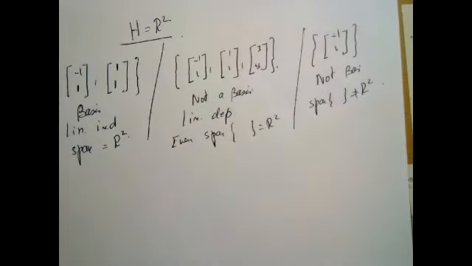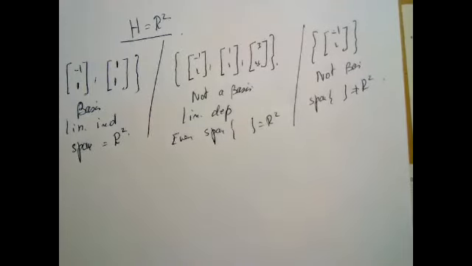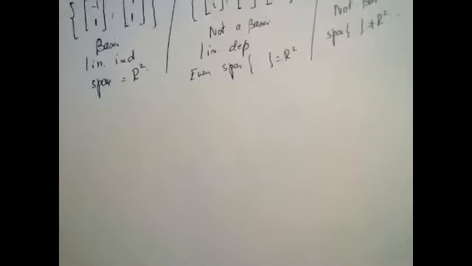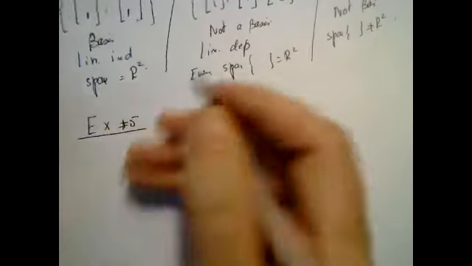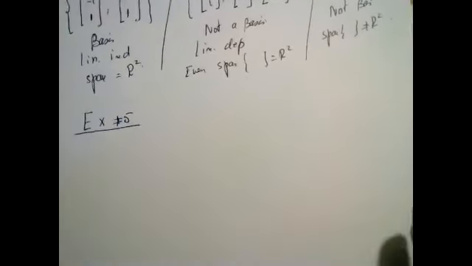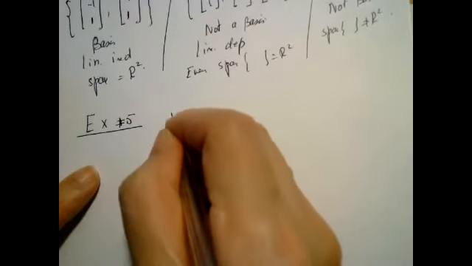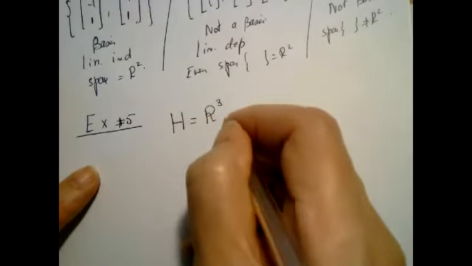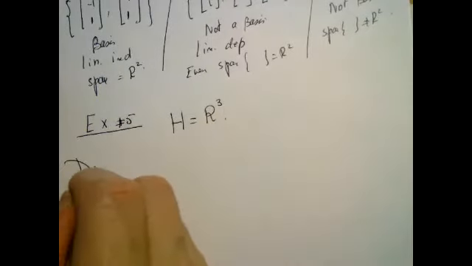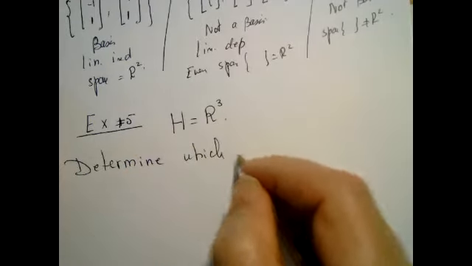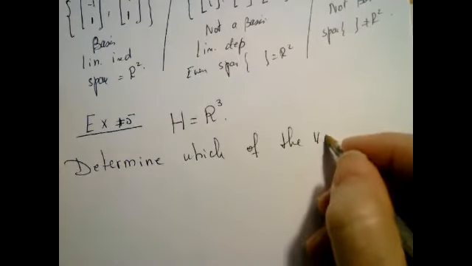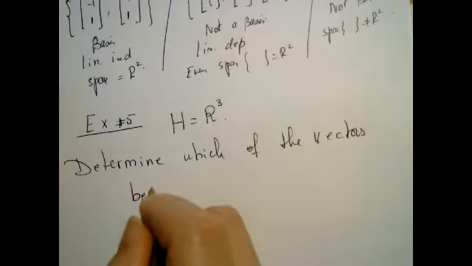Now, R3 is the same. There is really nothing different about R3. So I'm going to ask you several questions about R3, but we should be able to answer them very easily. So example number 5. I'm going to give you a bunch of vectors and we're going to decide which ones form a basis. And so my subspace here is all of R3. So we're keeping it to a simple scenario now. And my question, determine which of the vectors below form a basis for R3.